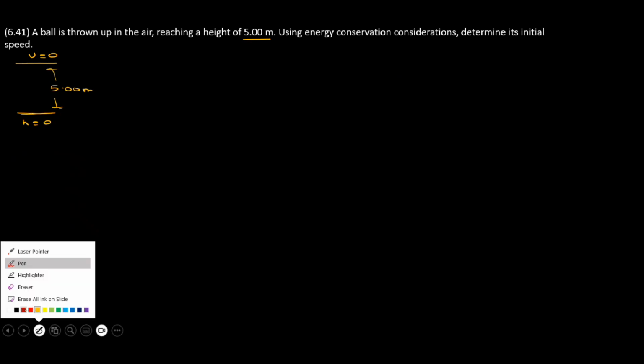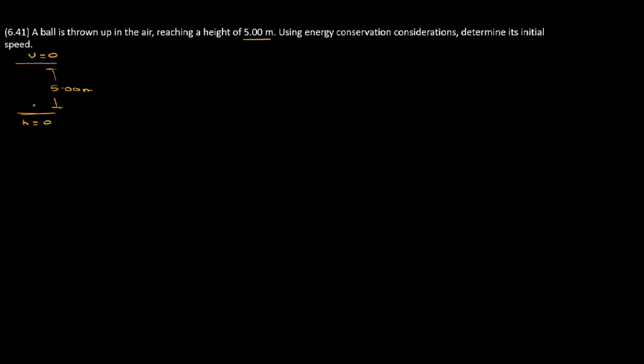Now, according to the law of conservation of energy, energy at any point must always be equal. Total energy in an isolated system at any point must be equal. So total energy at the initial point must be equal to total energy at the final point.